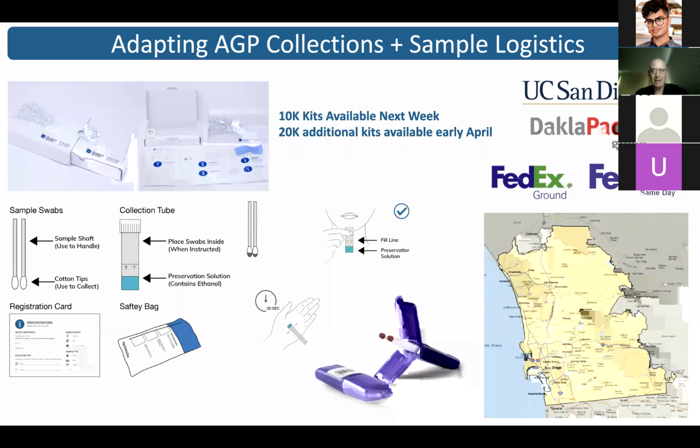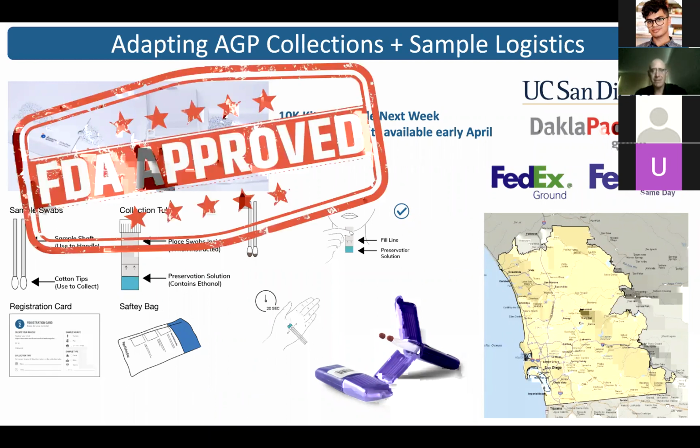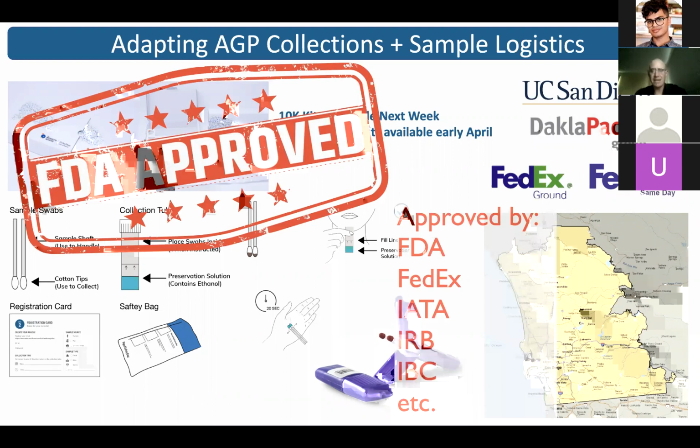And like I mentioned, we're doing finger stick collections of blood for serology. We're doing saliva collection and then nasal and fecal swabs. And this had to be approved by a lot of organizations, including the FDA, FedEx, our local IRB, the IATA, so we could transport them internationally, all kinds of stuff like that.